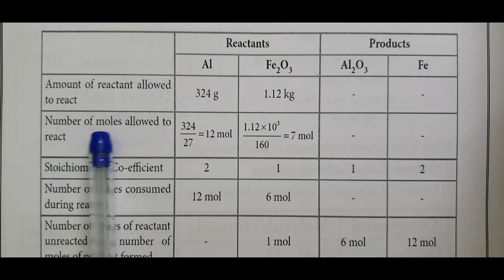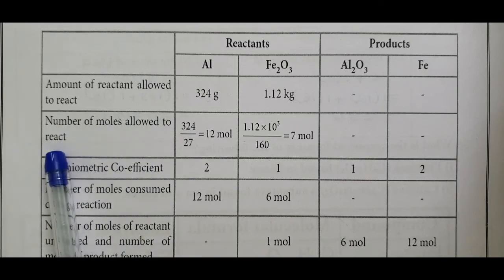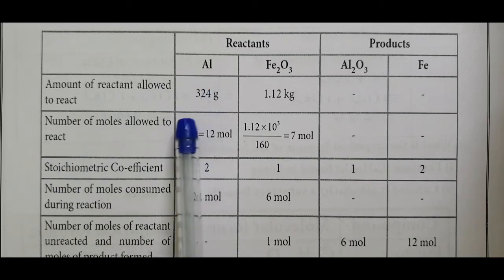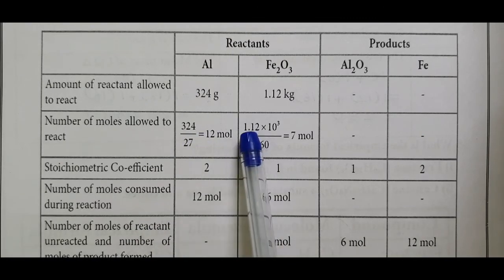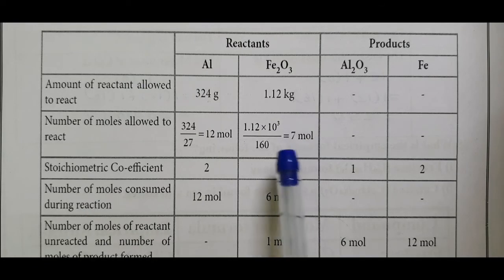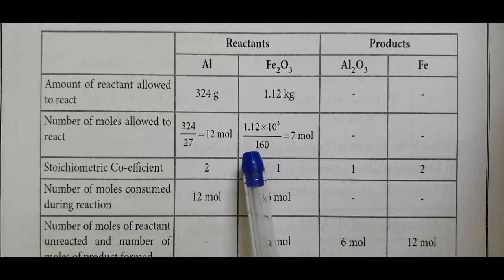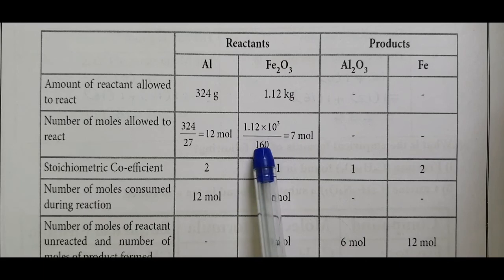So number of moles allowed to react: 324, mass, by atomic mass, molar mass. Aluminum atomic mass equals 27. When we cancel these two, we will get 12 moles. 1.12 into 10 power 3 divided by 160. What is 160? 160 is the molar mass of ferric oxide.